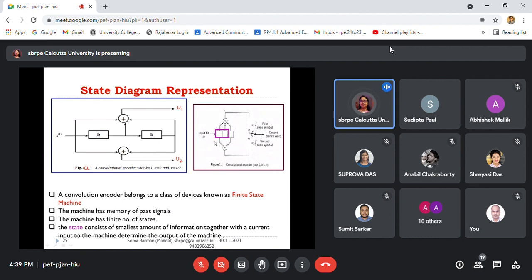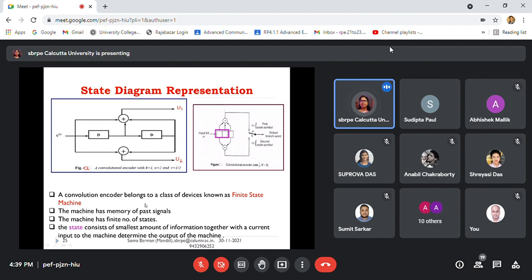So the output sequence u1 and u2 depends on the input bit as well as the memory of the encoder. A convolutional encoder belongs to a class of devices known as finite state machines. Number of times I have mentioned this word, finite state machine. The state of the machine is finite, not infinite, and the machine has memory.